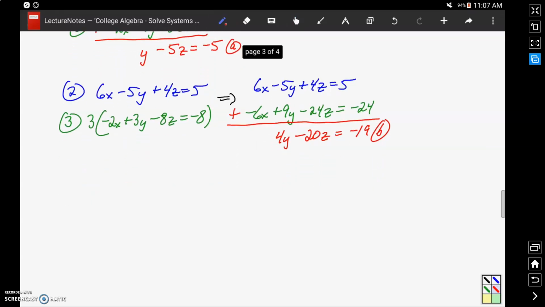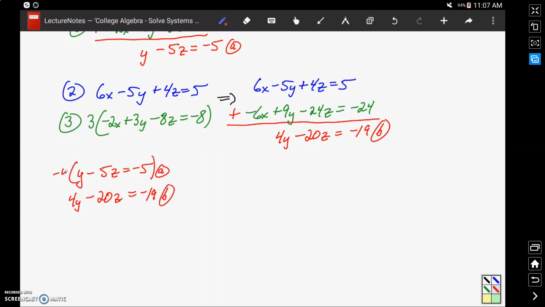Again, we find ourselves with a system of two equations. We can look at multiplying equation A by negative 4, to get negative 4y plus 20z is equal to 20. Equation B remains unchanged.